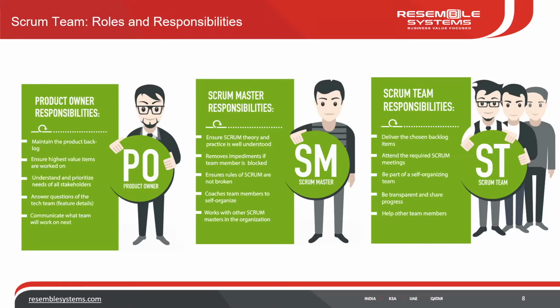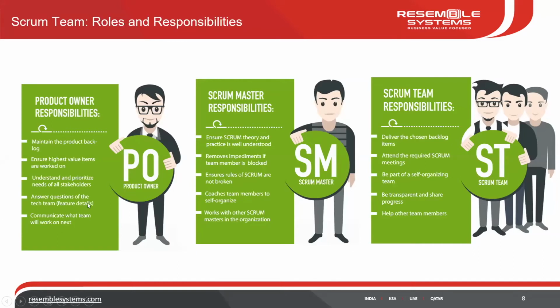What are some other activities that he does? Ensure the highest value items are worked on. Now the customer is giving a lot of requirements, but it is the responsibility of the product owner to categorize and prioritize this, which we already discussed in the last webinar also. So it is his responsibility to prioritize the highest value items first, and then it goes on, right? Then answer the questions of the team.